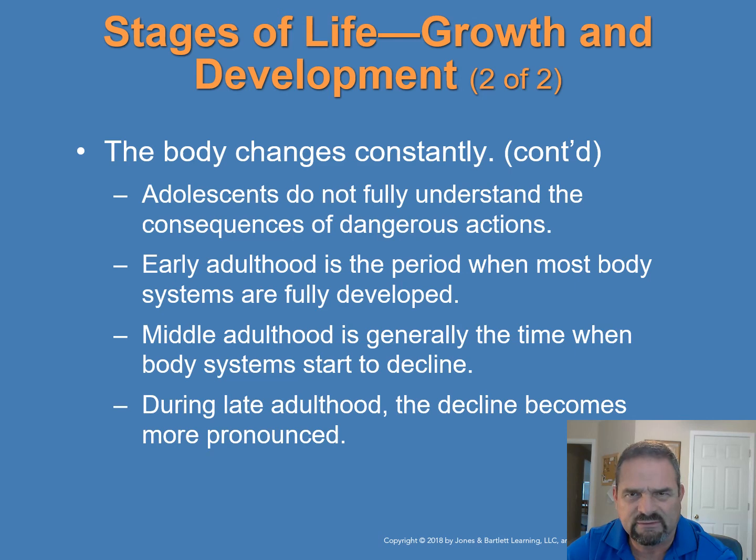Then during late adulthood, which is 61 years and older, the decline that started in the middle adulthood becomes more pronounced. People in this age group are more susceptible to fractures, burns, and also falls. The incidence of also mental decline and senility begins to increase.